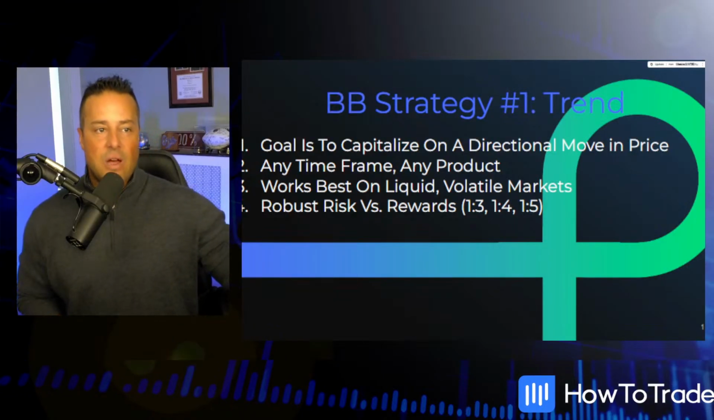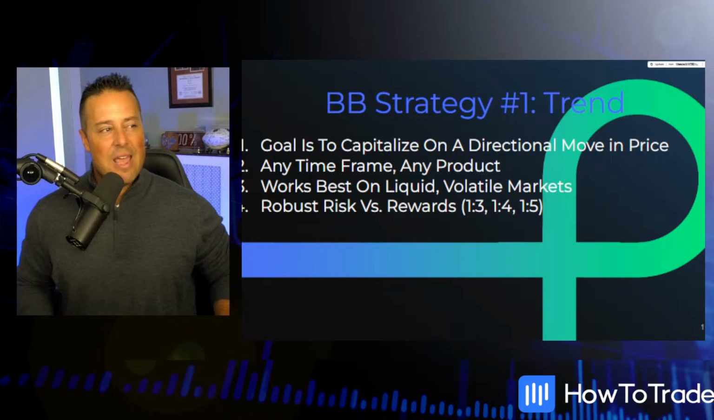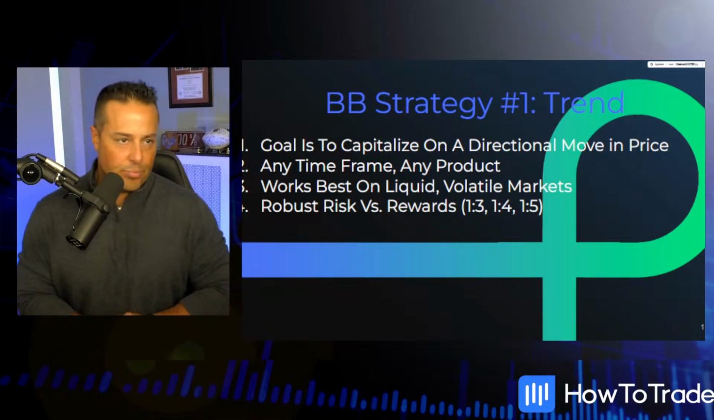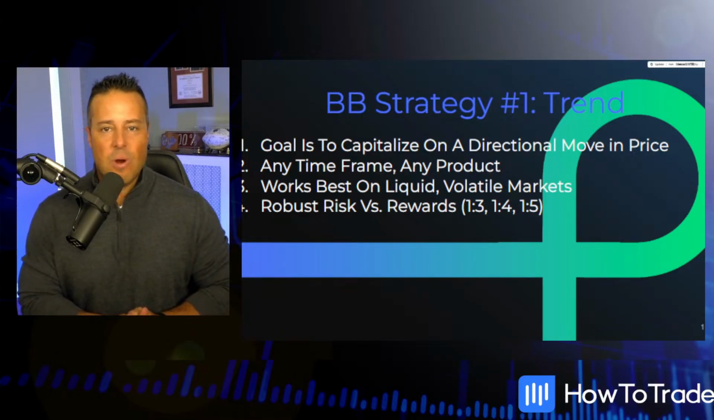This is covered in that first video that I showed you over on Forex Signals TV. The Bollinger Band strategy number 1 is trend. I misnamed it. I was too young. I should have really thought about this. It's more of a breakout strategy, but the idea is that you're going to get in on a directional move in price. Now, you can use it on any time frame, on any product. It works best on liquid volatile markets, 100%.